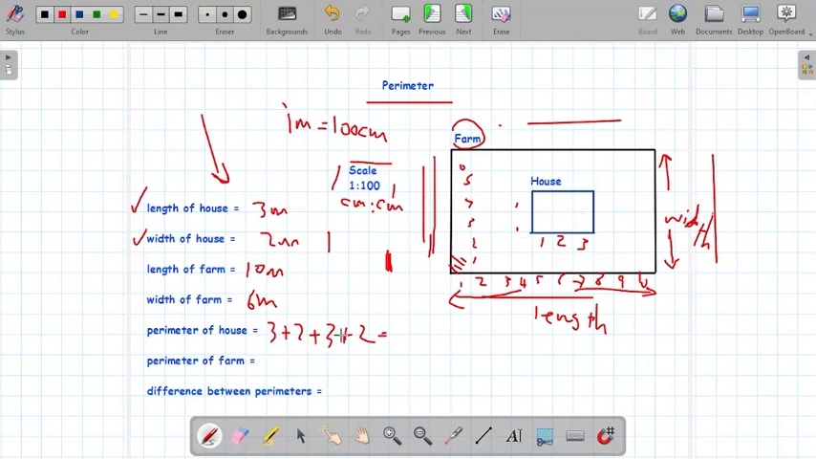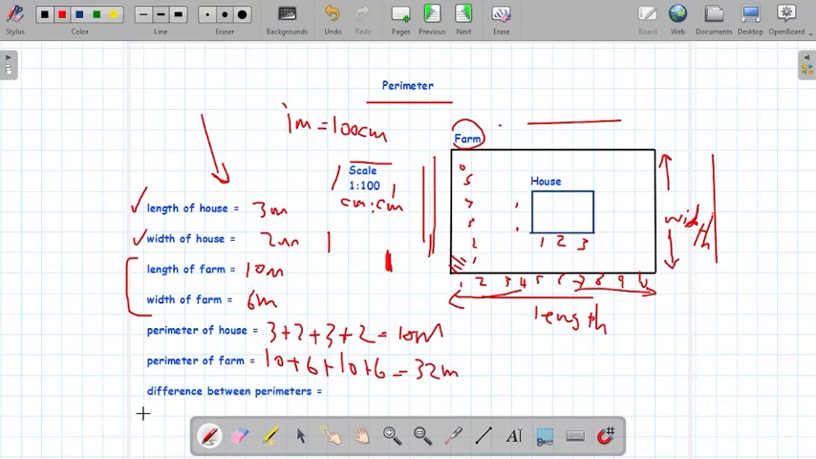So 3 plus 3 is 6. 6 plus 4, 2 and 2 equal 4, so it will be 10 meter. Okay, this is the perimeter of the house. Now the perimeter of the farm, we have to take these dimensions, so it will be equal to what? It will be equal to 10 plus 6 plus 10 plus 6. So 10 plus 10, 20, 20 with 6 and 6, 12, 20 with 12, it will be 32 meter. That's the perimeter of the farm.